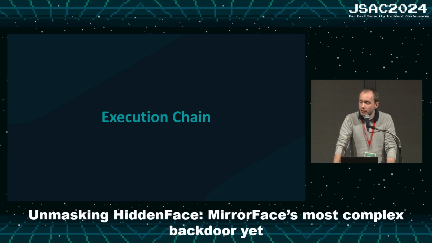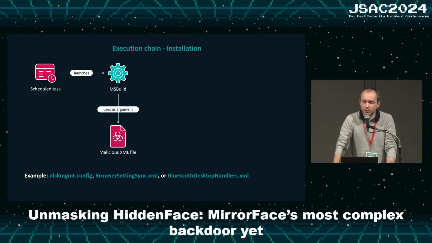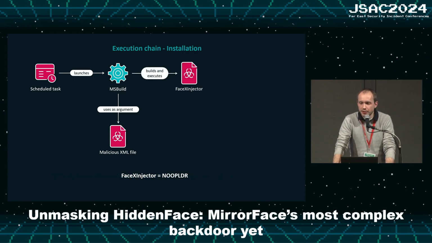Not only is HiddenFace itself a very interesting piece of malware, but its execution chain is also worth mentioning, so I will start with this one. The execution chain is composed of two steps: the HiddenFace installation and injection. Even though HiddenFace is injected into the process right after its installation, for the sake of simplicity, we split the whole process into the two mentioned parts. Everything starts with a scheduled task that was created by MirrorFace on the compromised machine to ensure persistence. This scheduled task launches the Windows utility MSBuild with a specified XML file. The XML file contains C# code, which we named FaceXInjector, that is built and executed by MSBuild.